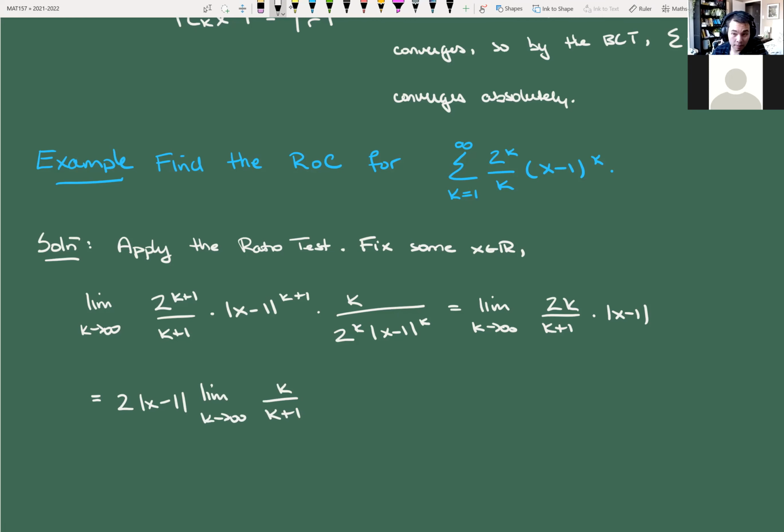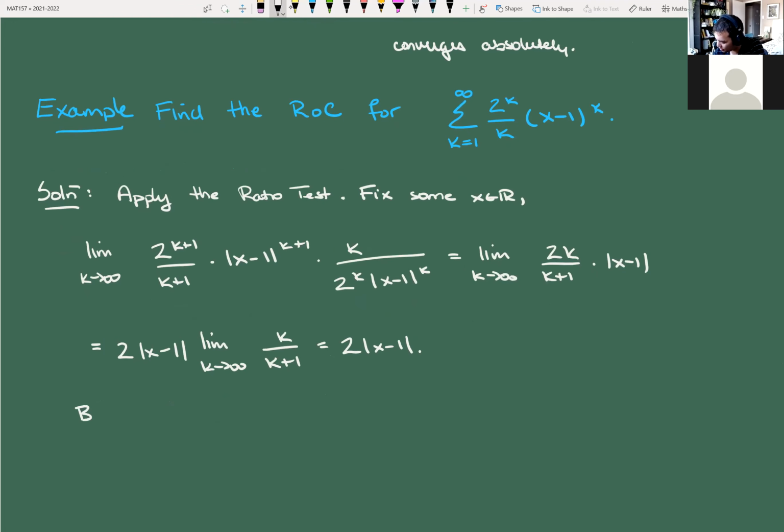Now I've got this thing, k over k plus 1. That's just equal to 1, right? Using our usual trick, multiply and divide by 1 over k. So we get this, right? And that's good. And so now what we say is, well, again, by the ratio test, this will converge absolutely if 2 times the absolute value of x minus 1 is less than 1, right?